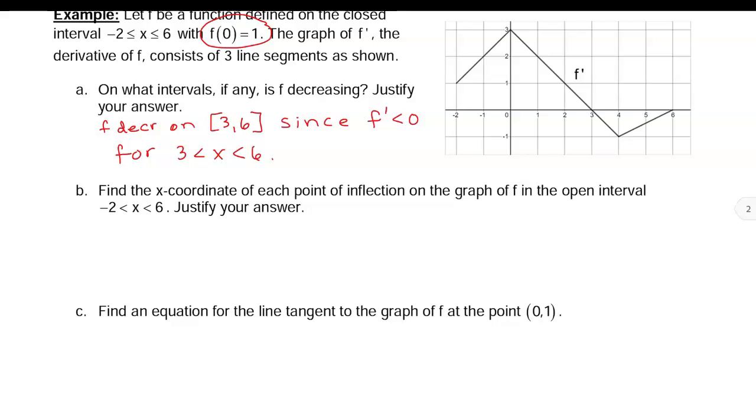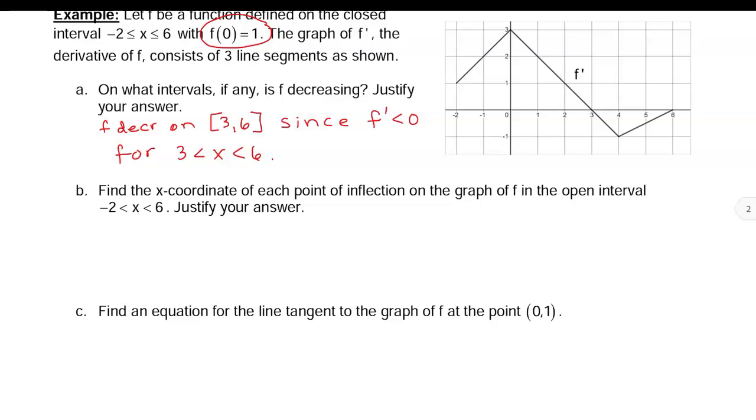What you are not able to do is simply state that the point of inflection occurs where the second derivative equals 0. That is not the definition of point of inflection, so that would not be accepted on your test or your AP test. Okay, so let's look at this.